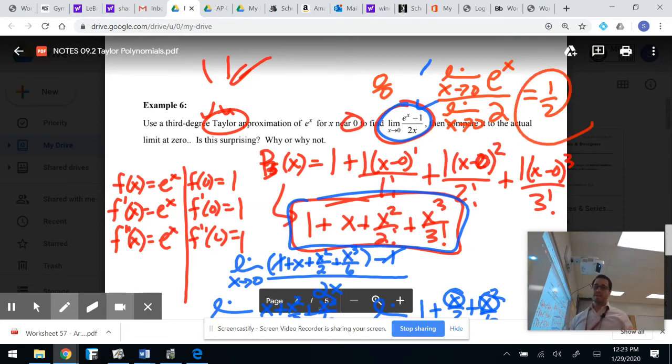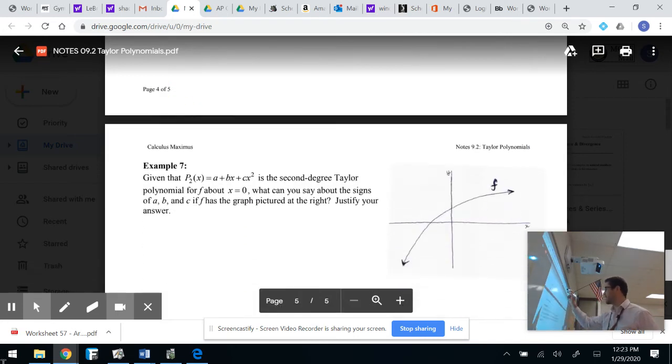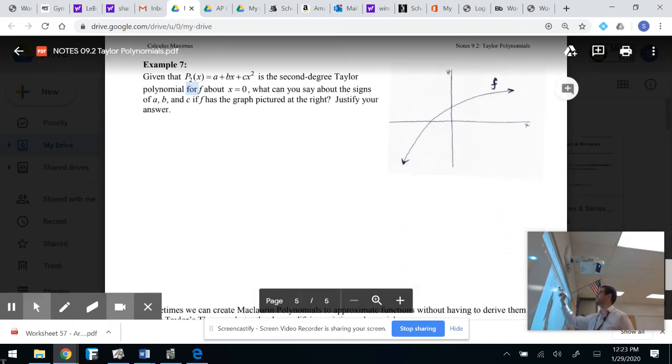What the what? That's how good these Taylor-Maclaurin, in this case, approximations are. We're able to do limits using the approximated polynomial. I don't know about you, but that seems kind of crazy. All right, here we go.